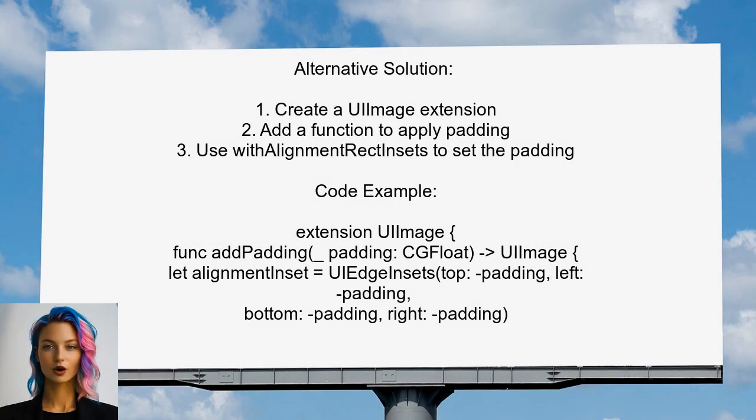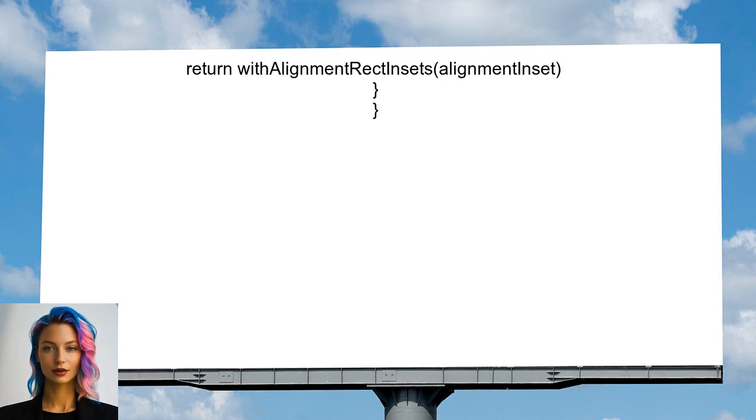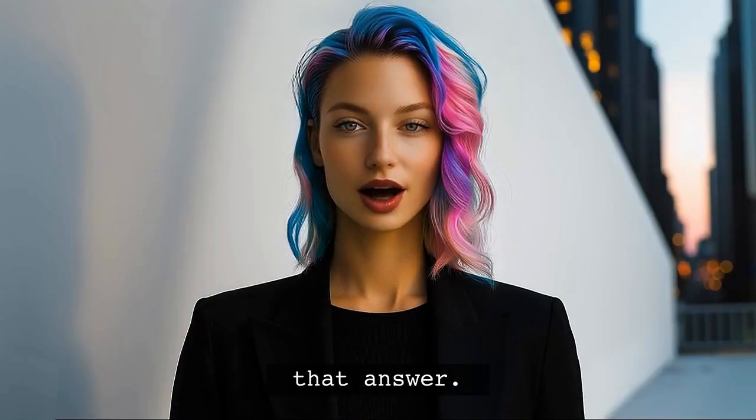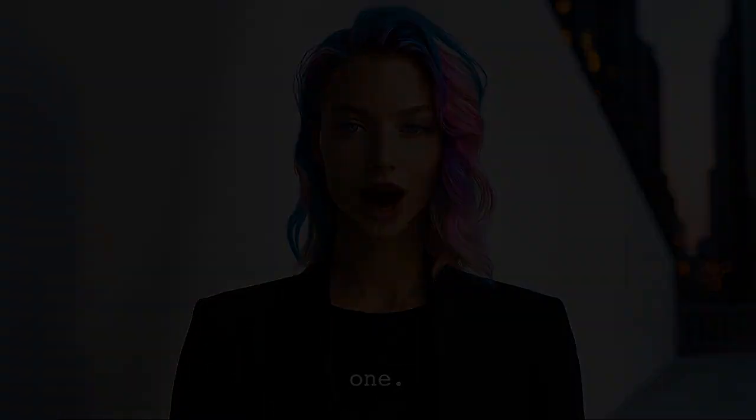An alternative solution provided by another user involves creating a helper extension for UIImage. This extension adds padding by adjusting the alignment rect insets of the image. That's it for that answer. Let's take a look at another one.